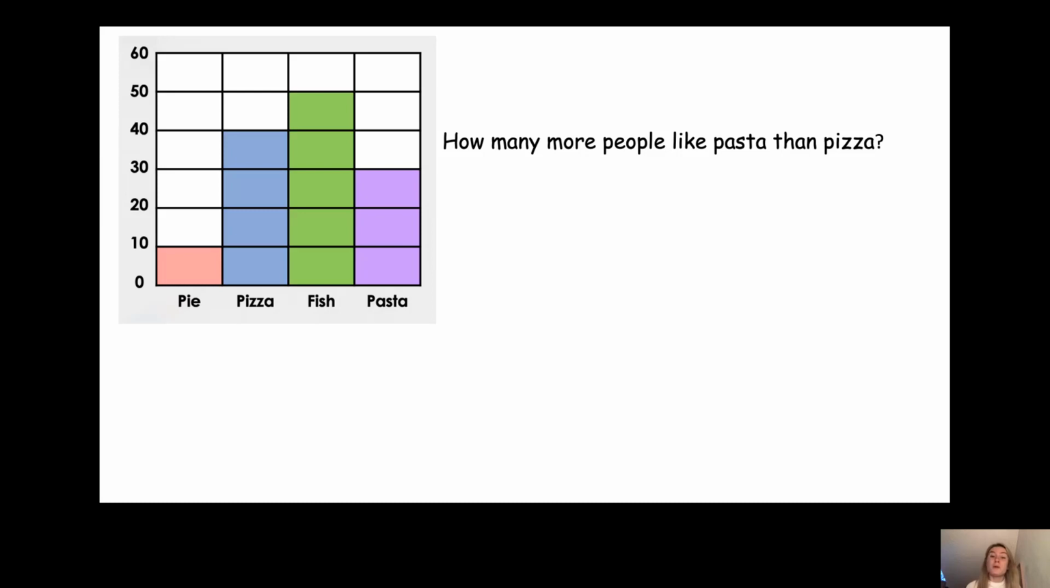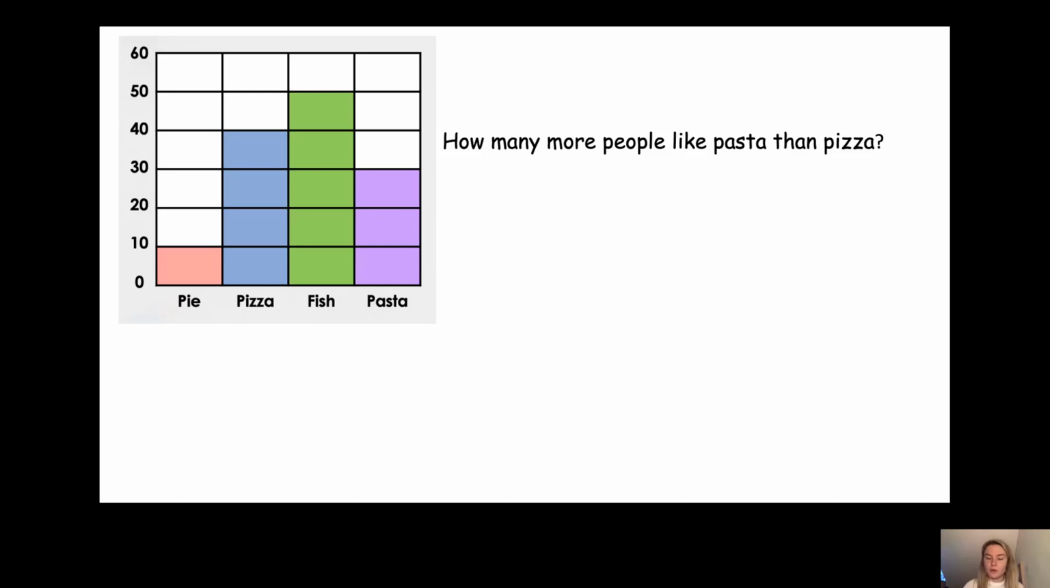Okay, year 2. Well, did you notice that in our last block diagram, we had it going up in steps of 2. Now, what's this one going up in steps of? Yes, this one is going up in steps of 10. So this time, each block represents 10 people because we're looking at the number of people that like pie the most, like pizza the most, like fish the most, and like pasta the most.